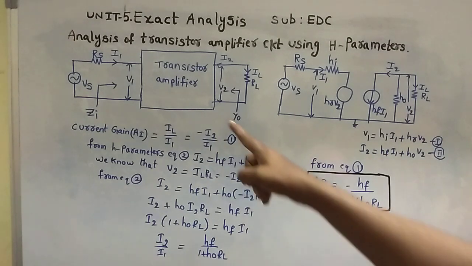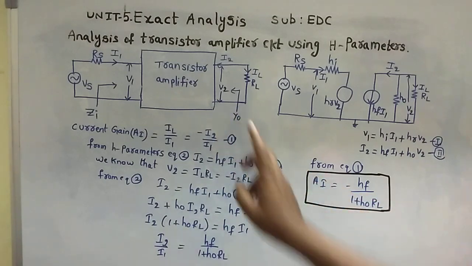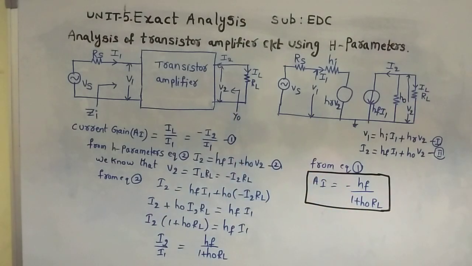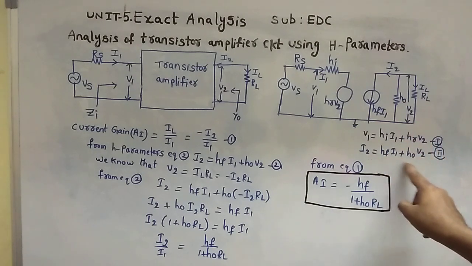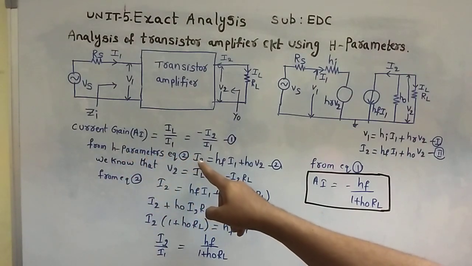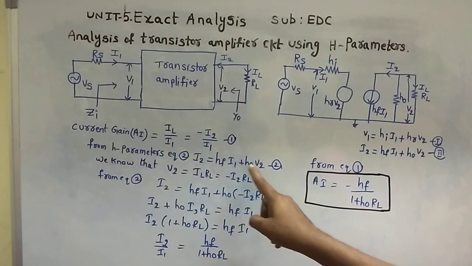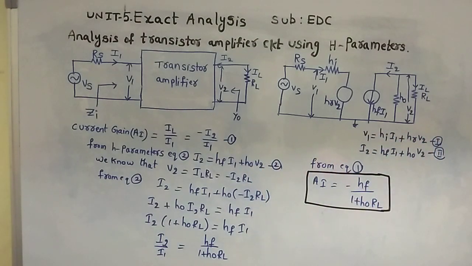Here we have I2 and I1. Whether it is the I2 equation or the I1 equation, you can take it, simplify and find the current gain. If you observe our H parameter equations, we have I2, so I am taking equation number 2. From H parameter equation 2, I2 is equal to HF into I1 plus HO into V2. These two formulas we have to remember for any configuration; compulsorily we have to take them.